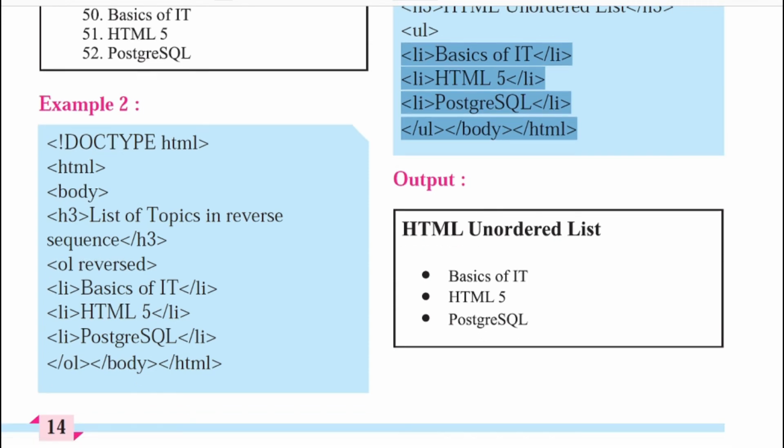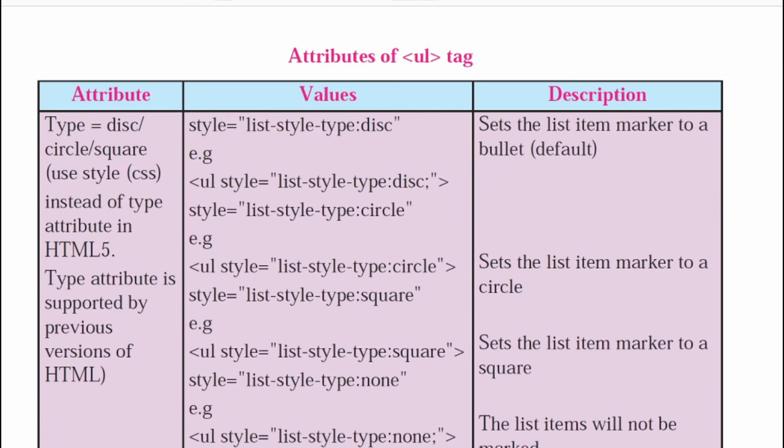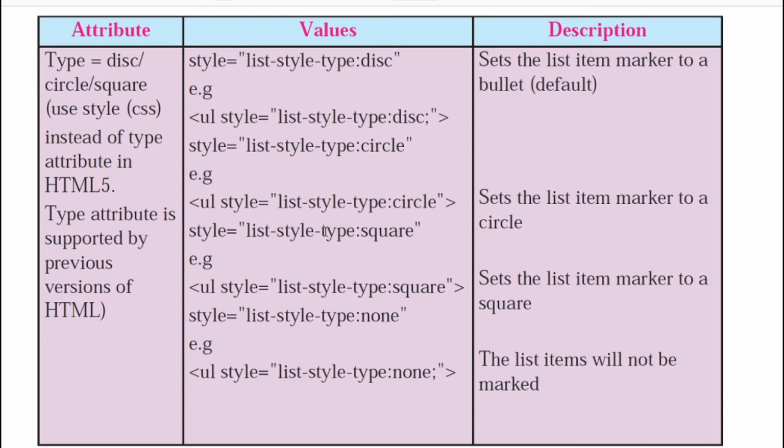Similarly, my dear students, let us have a look at the attributes of the UL tag now. See, the first type is disk or circle or square, but it doesn't appear directly. You need to use style CSS to apply these particular bullets to the list. Instead of the type attribute in HTML5, the type attribute is supported by previous versions of HTML only. In this newer version, that is HTML5, UL type equal to won't be supported. You need to use the style attribute to write.